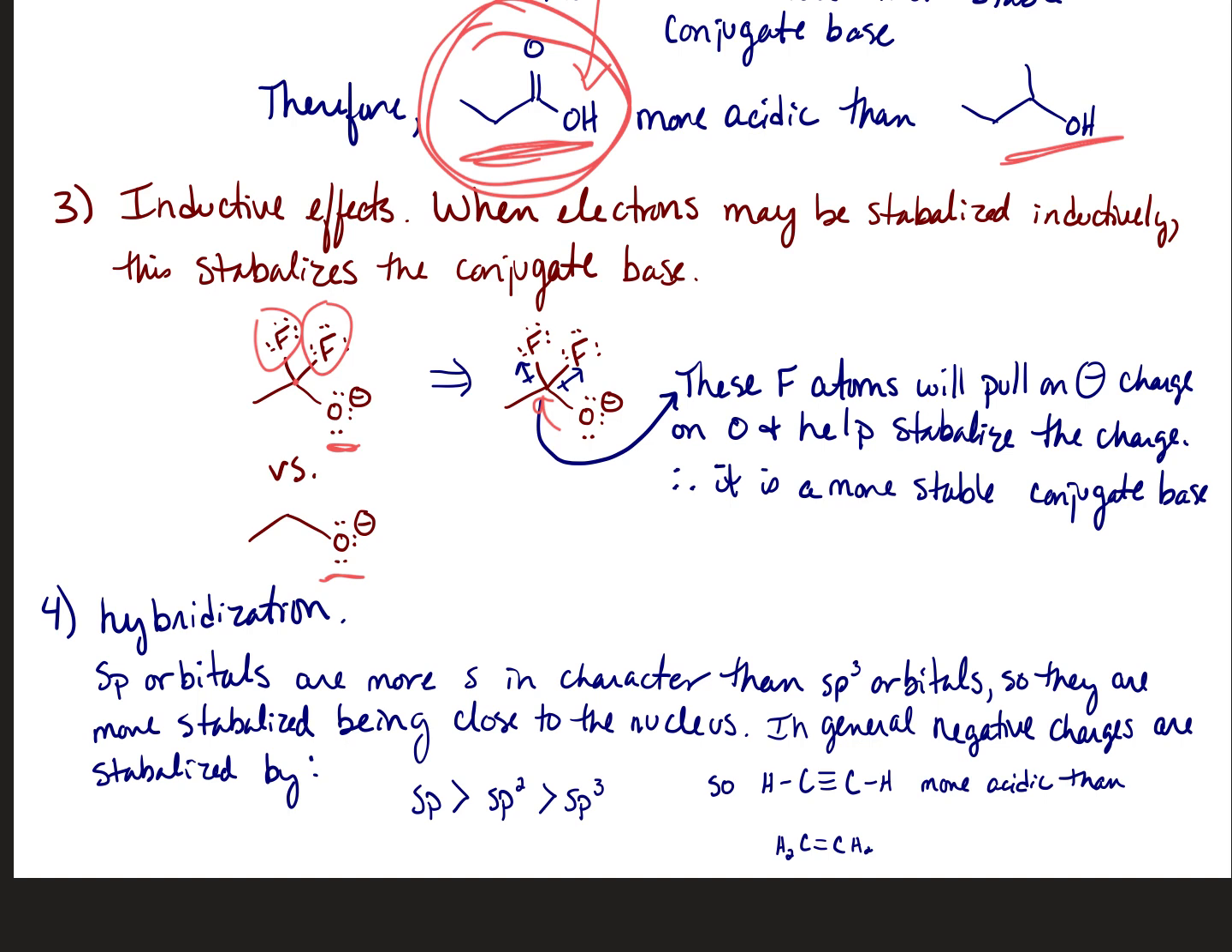And finally, we have hybridization. Hybridization is the last thing in these, but it still is there. So sp orbitals have more s character than sp3, so they're kind of shorter, a little bit thicker. In general, what that means is that negative charges are stabilized more in sp orbitals than they would be in sp3. So sp2 is obviously in the middle. And so what that means is that the H right here is going to be more acidic than one of the hydrogens right there.